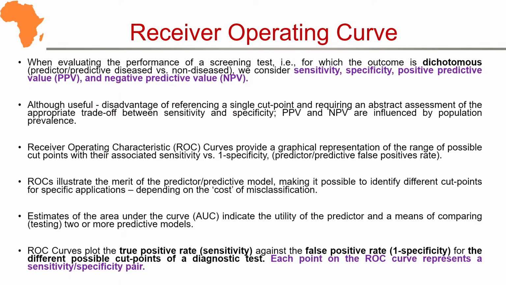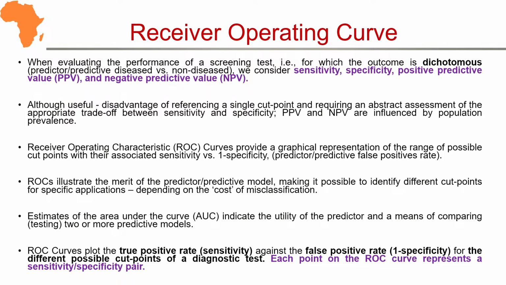ROC provides a graphical way of looking at a range of possible cutoffs. When you talk about the checkerboard titration, we used to do that when you're doing TB, looking at potentially which cutoff gives us a better positive. So it is a graphical representation of sensitivity versus 1 minus specificity, the false positive rate. The ROC illustrates the merit of the predictive model, making it possible to identify different cut points for specific applications, and this depends on the cost of misclassification.